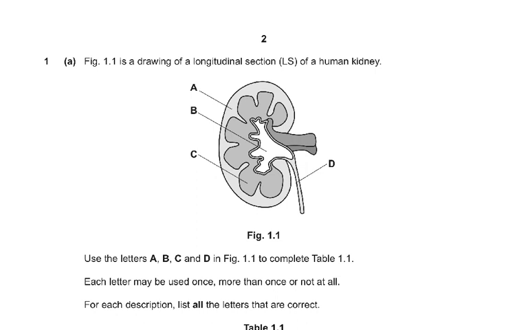Now, the first question is figure 1.1 is drawing of a longitudinal section of a human kidney. LS is longitudinal section. TS would be transverse section. Use the letters A, B, C, and D. What is A? Cortex, B is the pelvis, C is the medulla, and D is the ureter. So use the letters A, B, C and D in figure 1.1 to complete table 1.1.